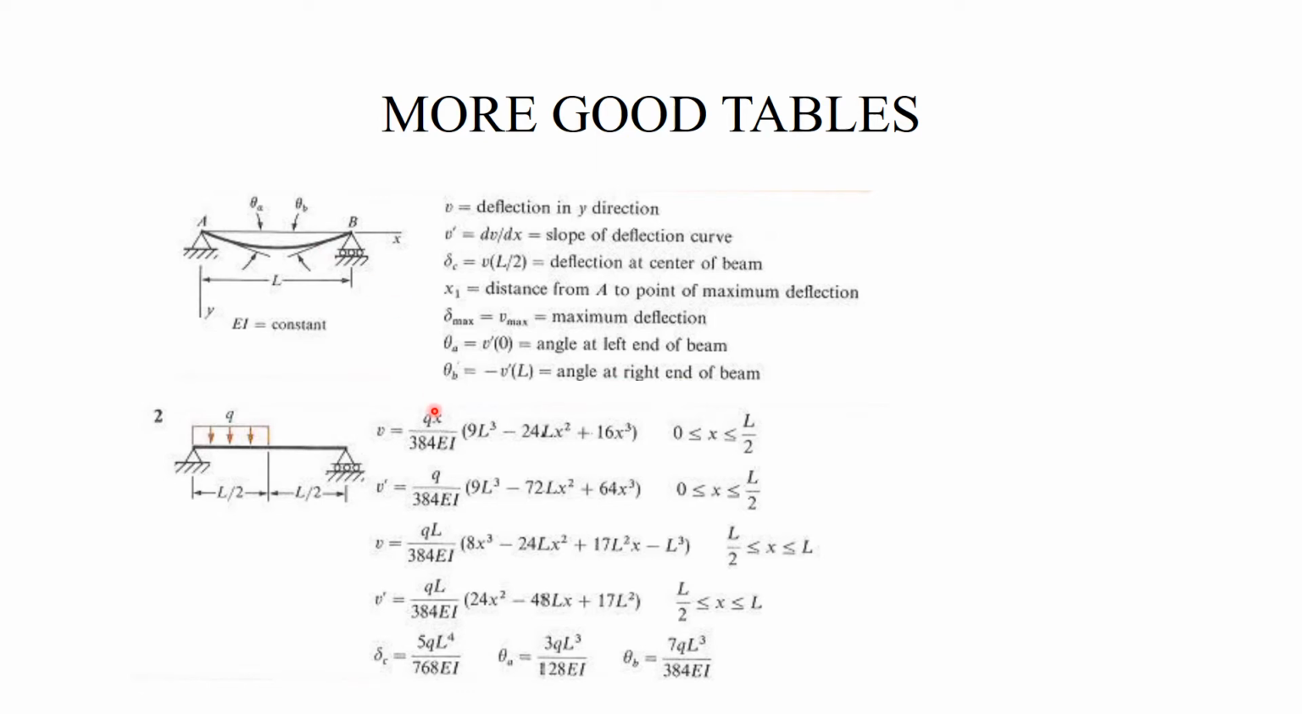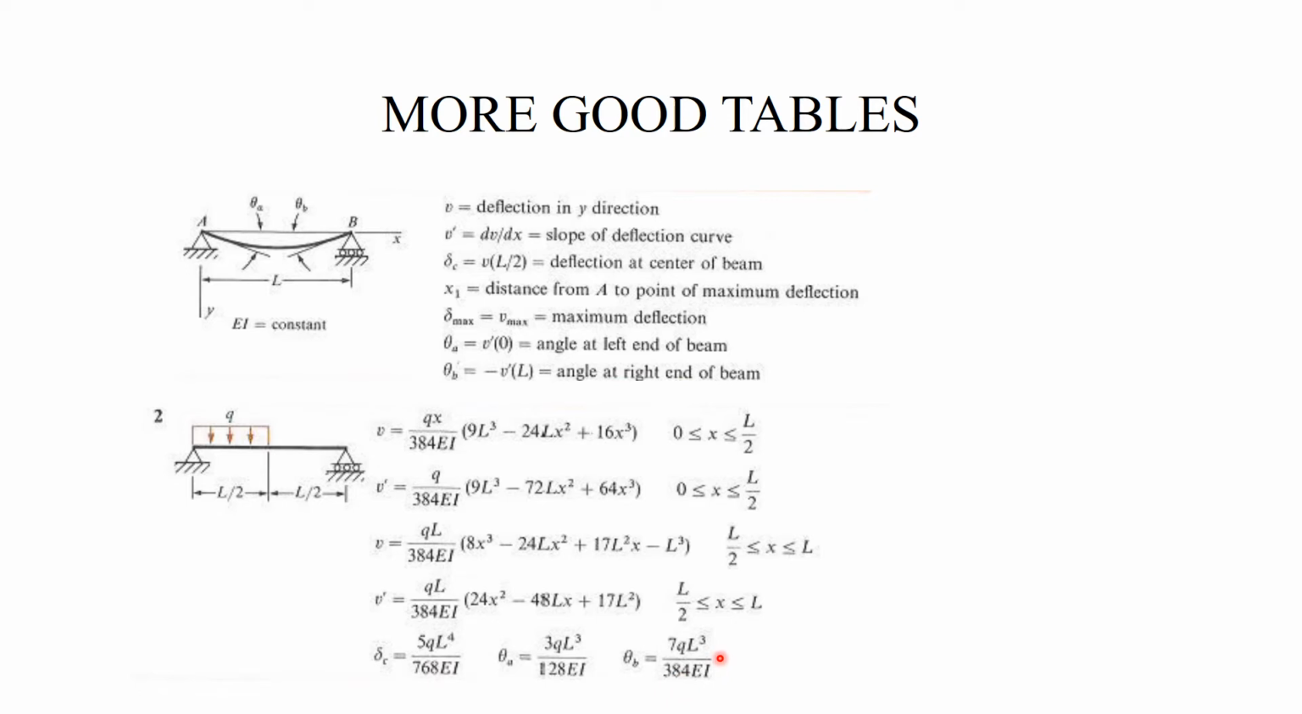And here is a typical entry. This is entry number 2. And so you can see that the displacement and slope are given by two functions each, one defined on the left part and the other on the right part. And this is natural because the load changes from uniform to 0. And we also have the values of delta C and theta A and theta B.